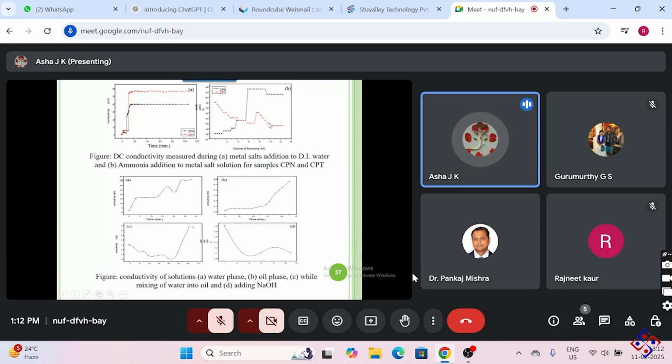These are the figures which illustrate DC conductivity measured during metal salts addition to DI water, and the second one, ammonia addition to a metal salt solution for samples CPN and CPT. And this figure illustrates conductivity of solutions, water phase and oil phase, while mixing water into oil and adding NaOH.